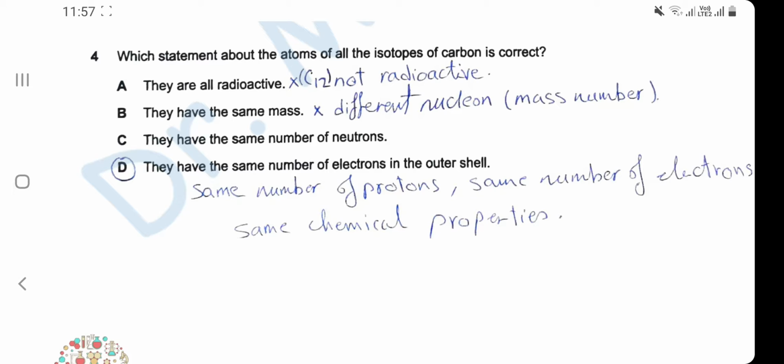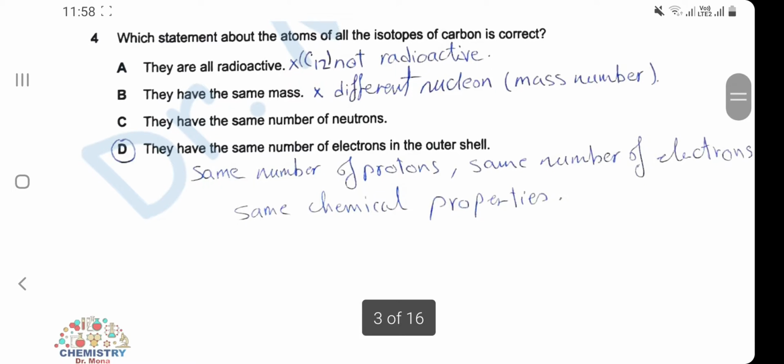This is the correct answer because isotopes have the same number of protons and the same number of electrons, same electronic configuration and same number of electrons, of course, in the outer shell, that give them similar chemical properties. Of course, the outer shell electrons are the electrons involved in chemical reactions, so all isotopes have the same chemical properties.